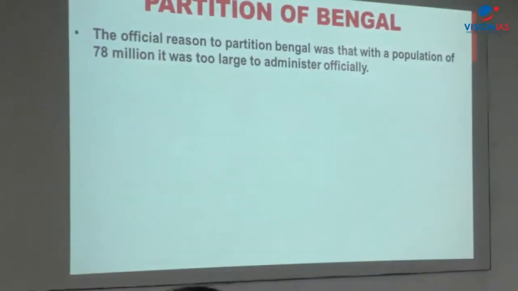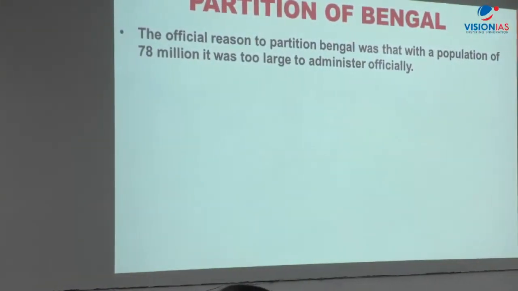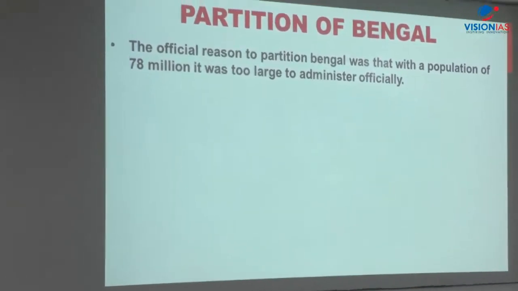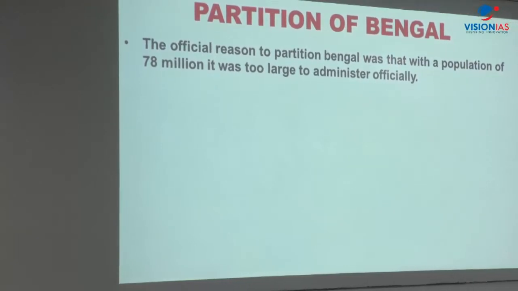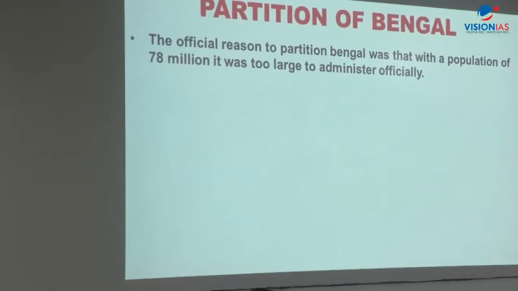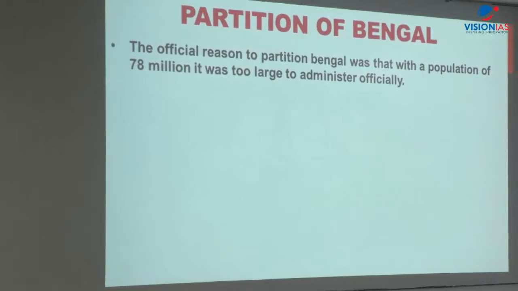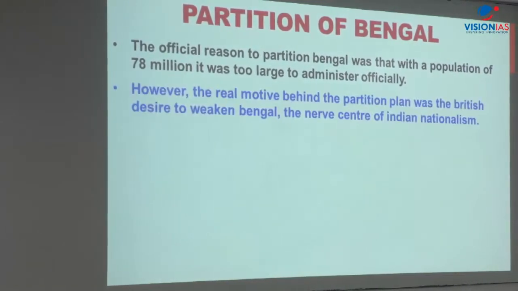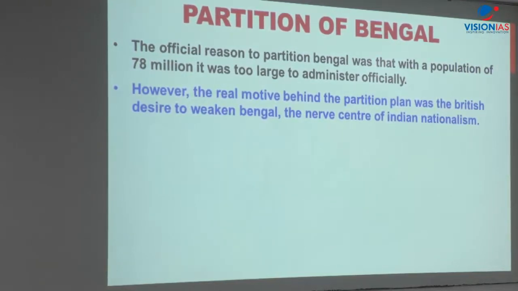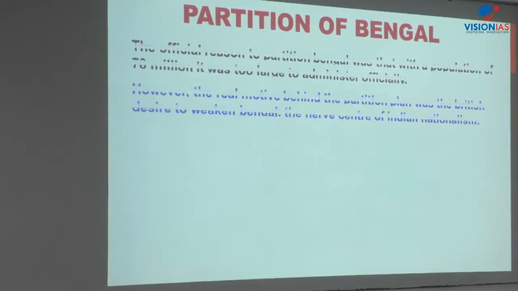Now, when we were talking about the partition of Bengal, I had told you that the official reason given for doing the partition of Bengal was that it was administratively too large a unit. Though this was the official reason given, the actual boundaries decided by the British for the two states of Bengal and East Bengal basically revealed that the real motive behind the partition was the British desire to weaken Bengal, which was the nerve center of Indian nationalism. And the partition of Bengal was sought to be done along both religious and linguistic lines.